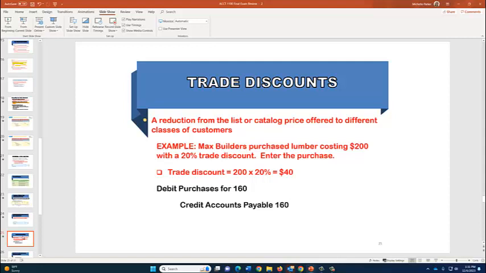Max Builders purchased lumber costing $200 with a 20% trade discount. So to enter this, we're going to debit purchases and we're going to credit accounts payable, but we're not going to enter the discount. We're going to net the trade discount out of the list price, and just record the purchase for the $160 or the net amount. So keep in mind that trade discounts do not appear anywhere on the books. They're just netted out of the purchase price.